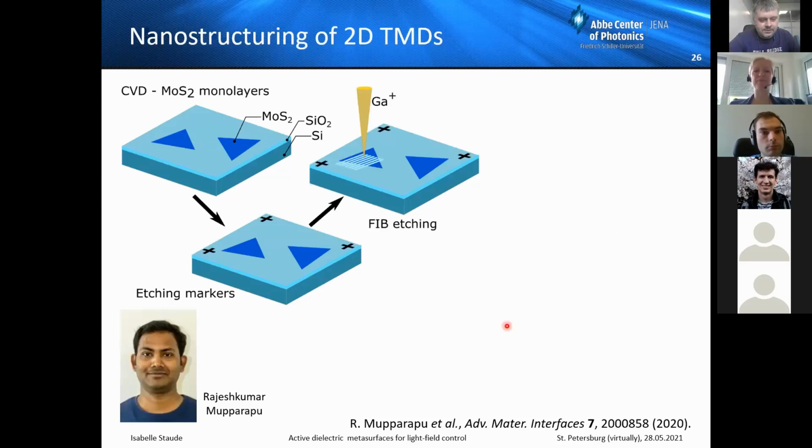I was actually very skeptical about using gallium ions in the beginning. I wanted to use electron beam lithography, but Rajesh ultimately convinced me that if we use electron beam lithography, we always have a resist, and it's really hard to get rid of the resist in the end. If you make small islands, you always have this resist sitting on top that you can't get rid of. And helium ion beam milling, there is a machine in Jena, but it's very hard for us to access. It would be super interesting, I agree.